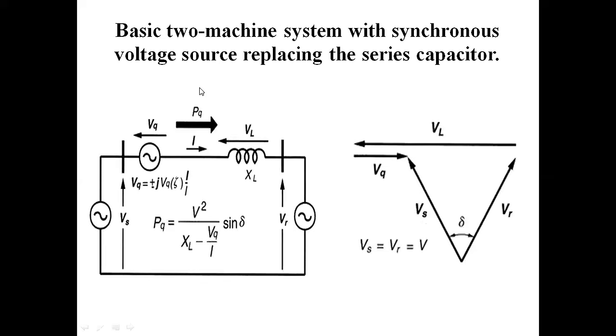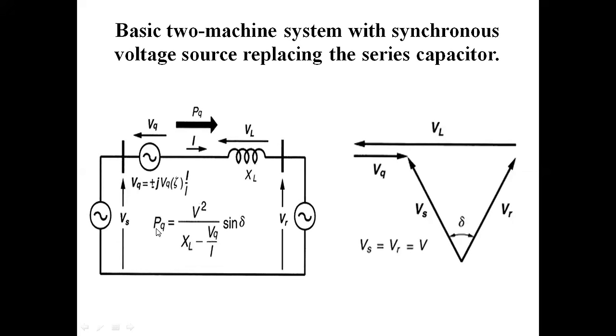Now this is the SSSC. SSSC means injecting a voltage source. This is the single line diagram. When connected to the transmission line, a three-phase voltage source converter is connected in series with the transmission line. Vs is the sending end voltage. Vr is the receiving end voltage. Vq is the injected voltage. PQ is the active power in the transmission line. I is the current flowing in the transmission line.